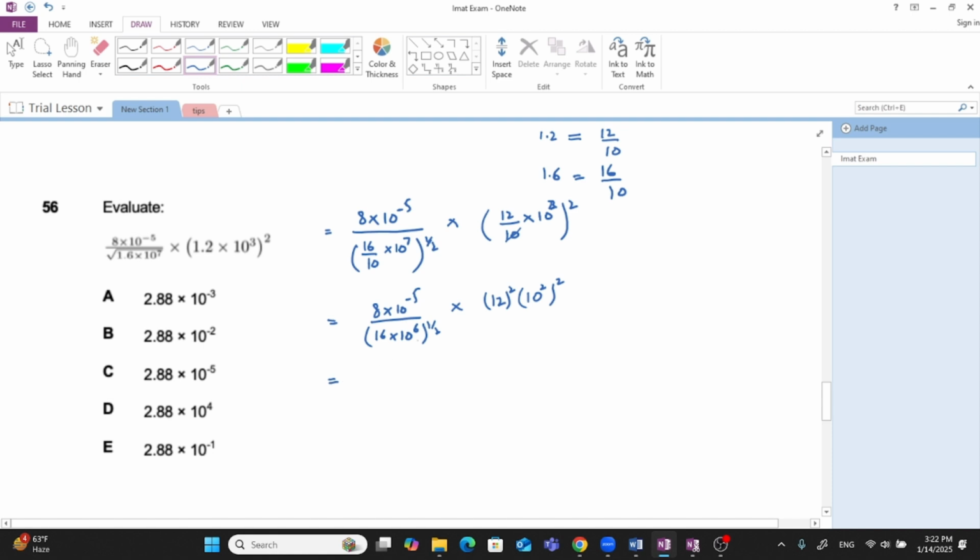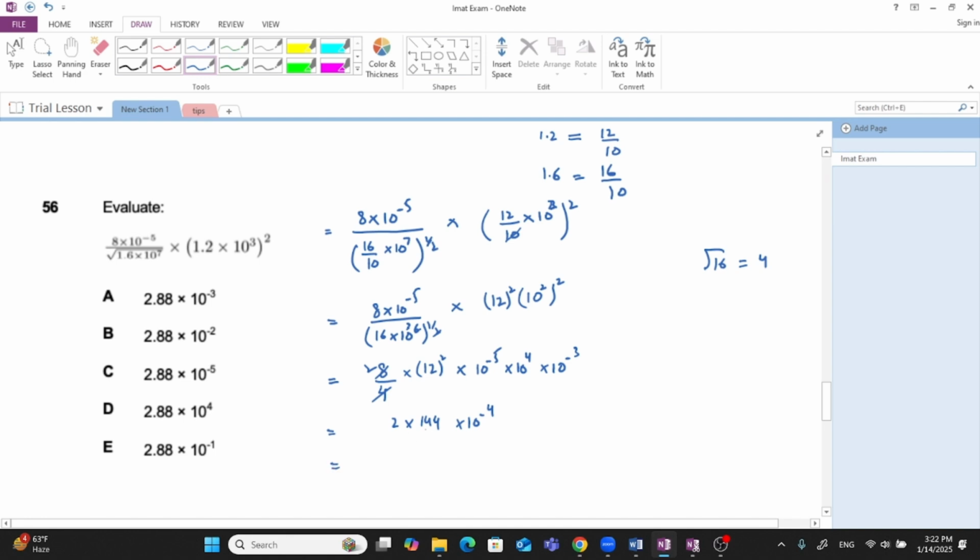The root of 16 is 4, so this becomes 8 over 4, and here the power is 12 square. Put all the powers on the other side. 10 to the power minus 5 from here, 10 to the power 4, and from this it's 6 and 2, which becomes 3, and when it comes up it becomes minus 3. This becomes 144 times 2, and the powers become minus 1 and minus 4, so 10 to the power minus 4.